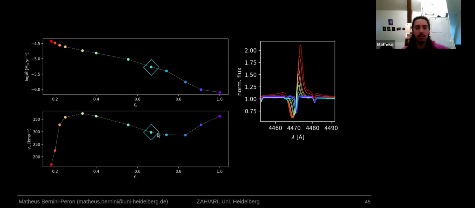And when we look at the terminal velocity, we see a more complicated behavior. The terminal velocities don't vary so linearly with clumping. And in this regime, it's actually something very counterintuitive, because you would expect that a denser wind would be slower. However, in this in-between regime, between a very clumped wind and a very smooth wind, both mass loss rates and terminal velocity increase equally in that regard.